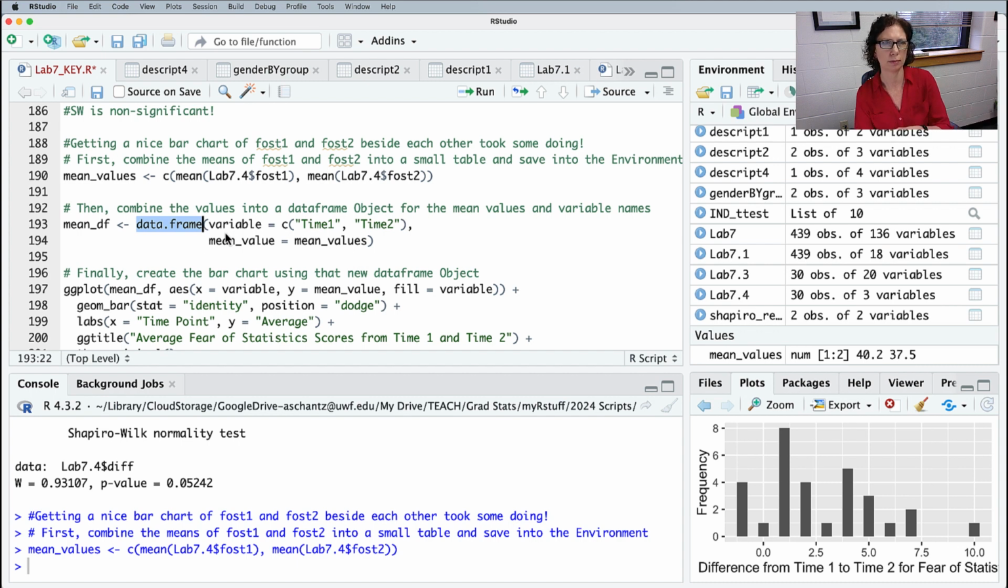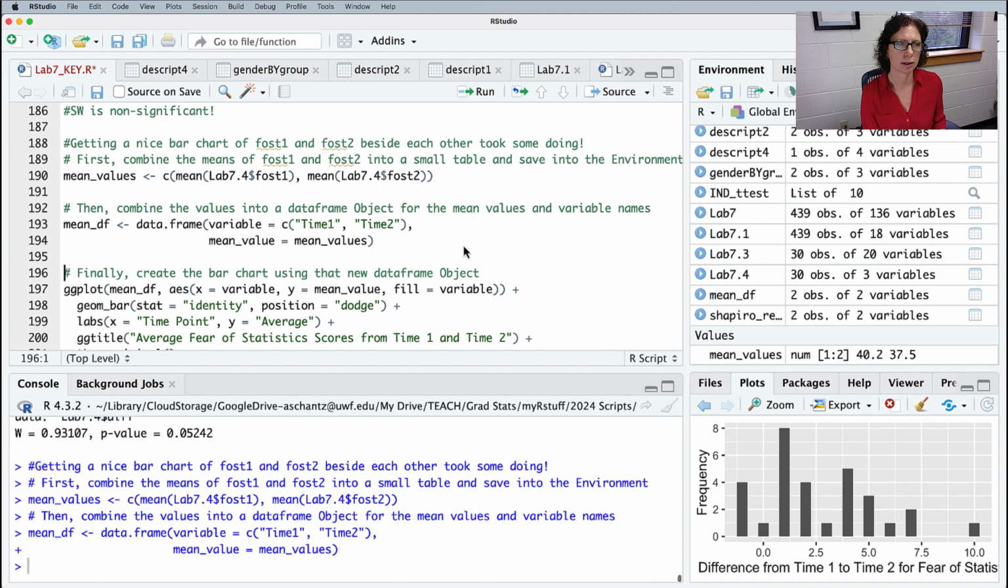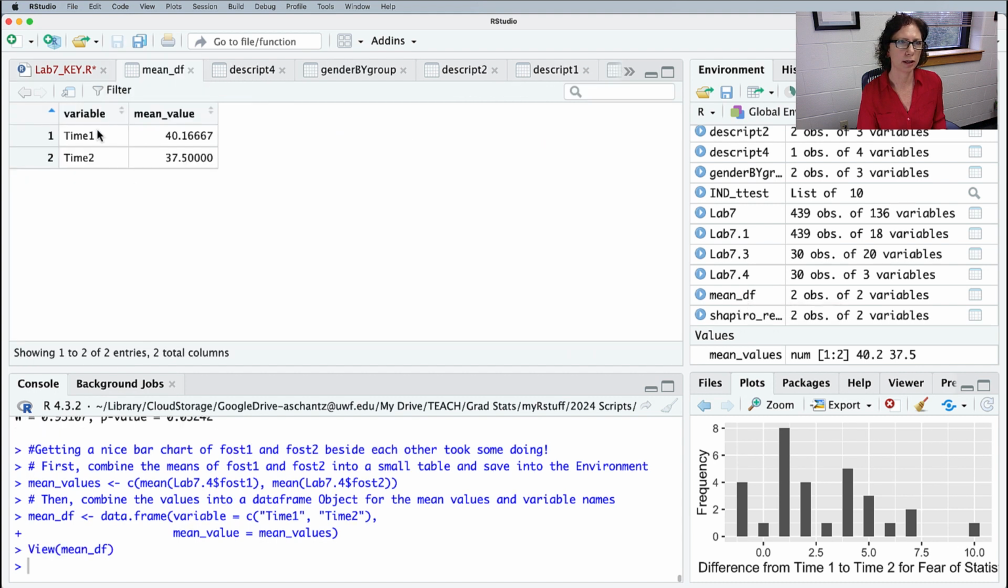into a data frame, the variables of time 1 and time 2, and mean value equaling the mean values, which I already have over here, right? So we already have the mean values. There's going to be a variable mean value. So running this, and now I have that mean data frame. If I look at it, it looks like that. Pretty basic, right?